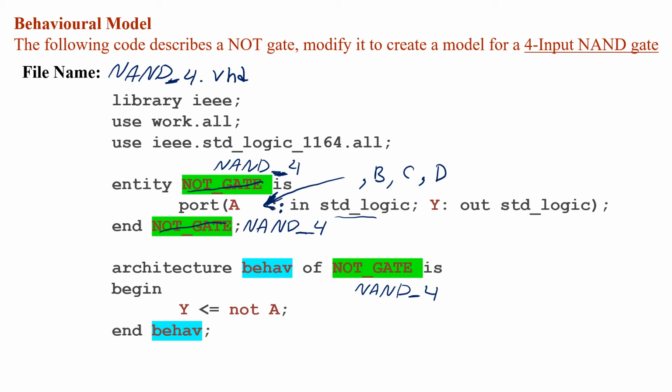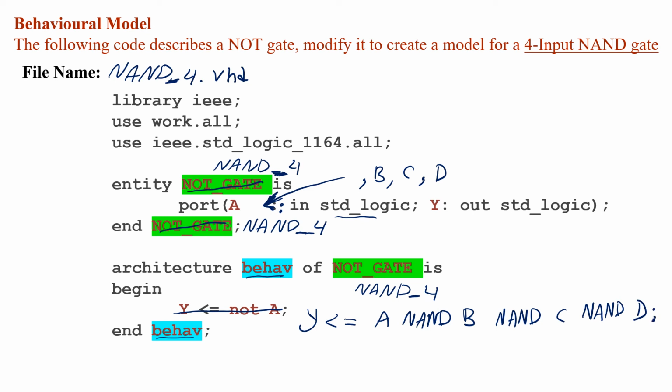The thing that's highlighted in blue is the name of the architecture. I don't have to change it. It doesn't have to be unique, so I'm going to keep it as it is. But the final thing that I will have to change is this expression. I will replace it with Y is equal to A NAND B NAND C NAND D. And of course, don't forget the semicolon at the end. And this completes our 4-input NAND gate implementation.